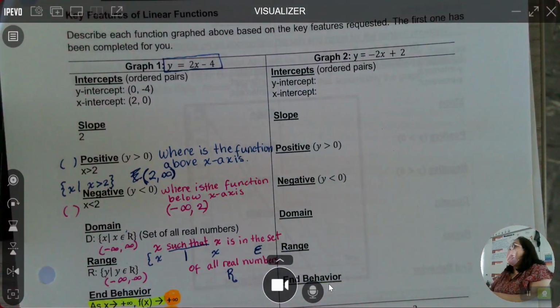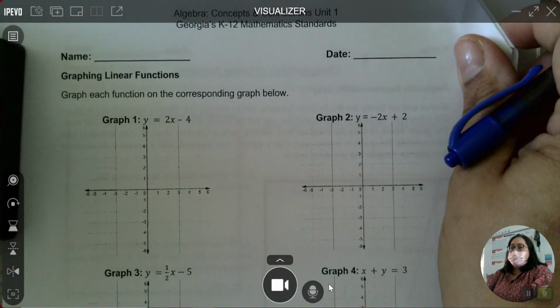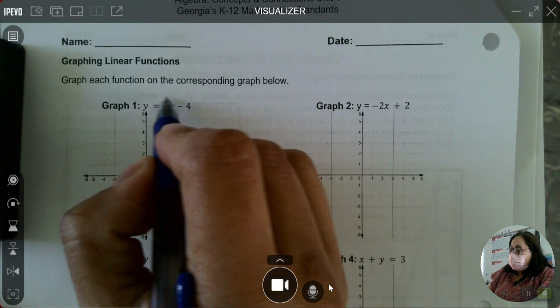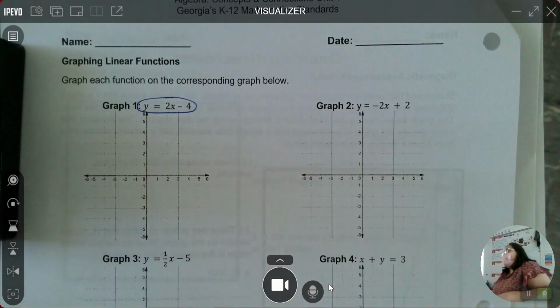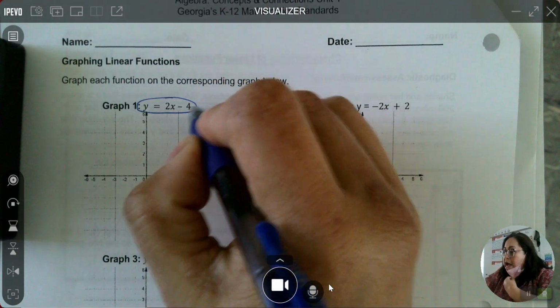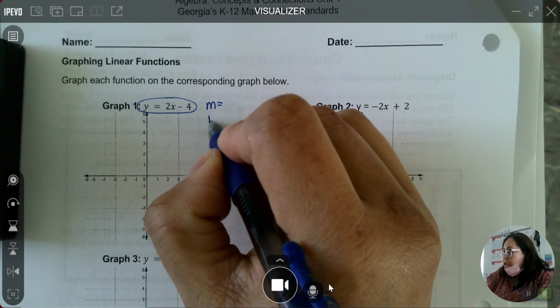Excellent, let's review graphing linear functions. All right, the first thing is you should be able to recognize that this one is in slope-intercept form. When you look at this, you should be able to tell what your slope is and what your y-intercept is.